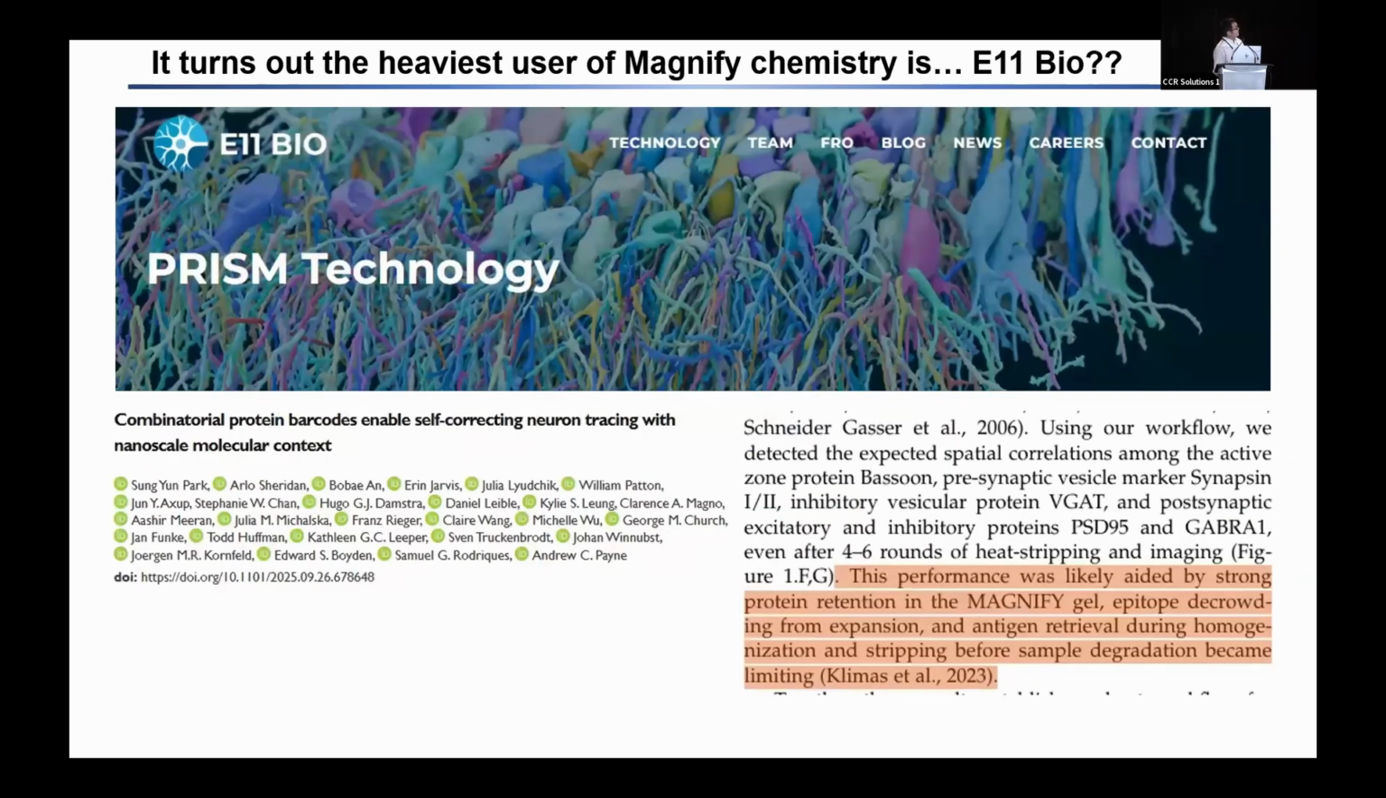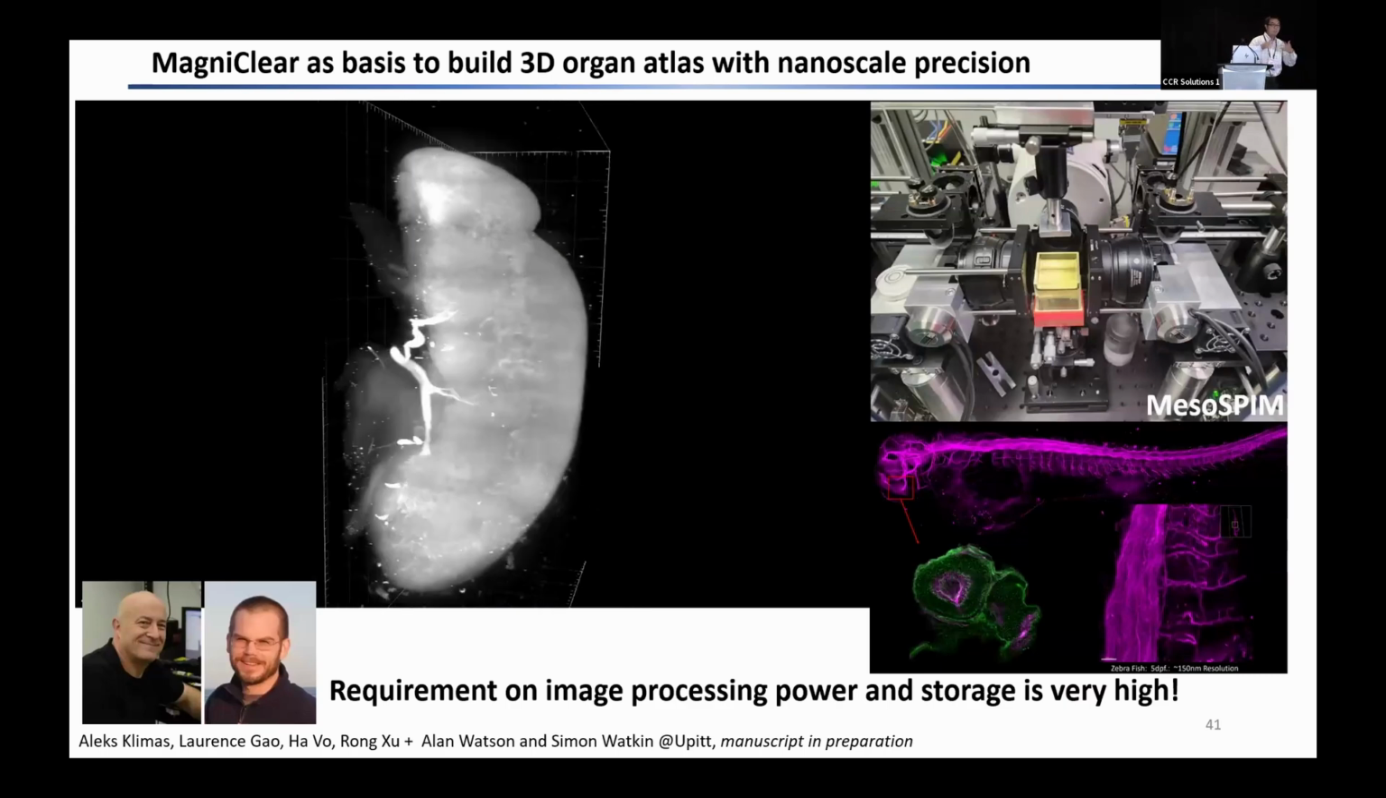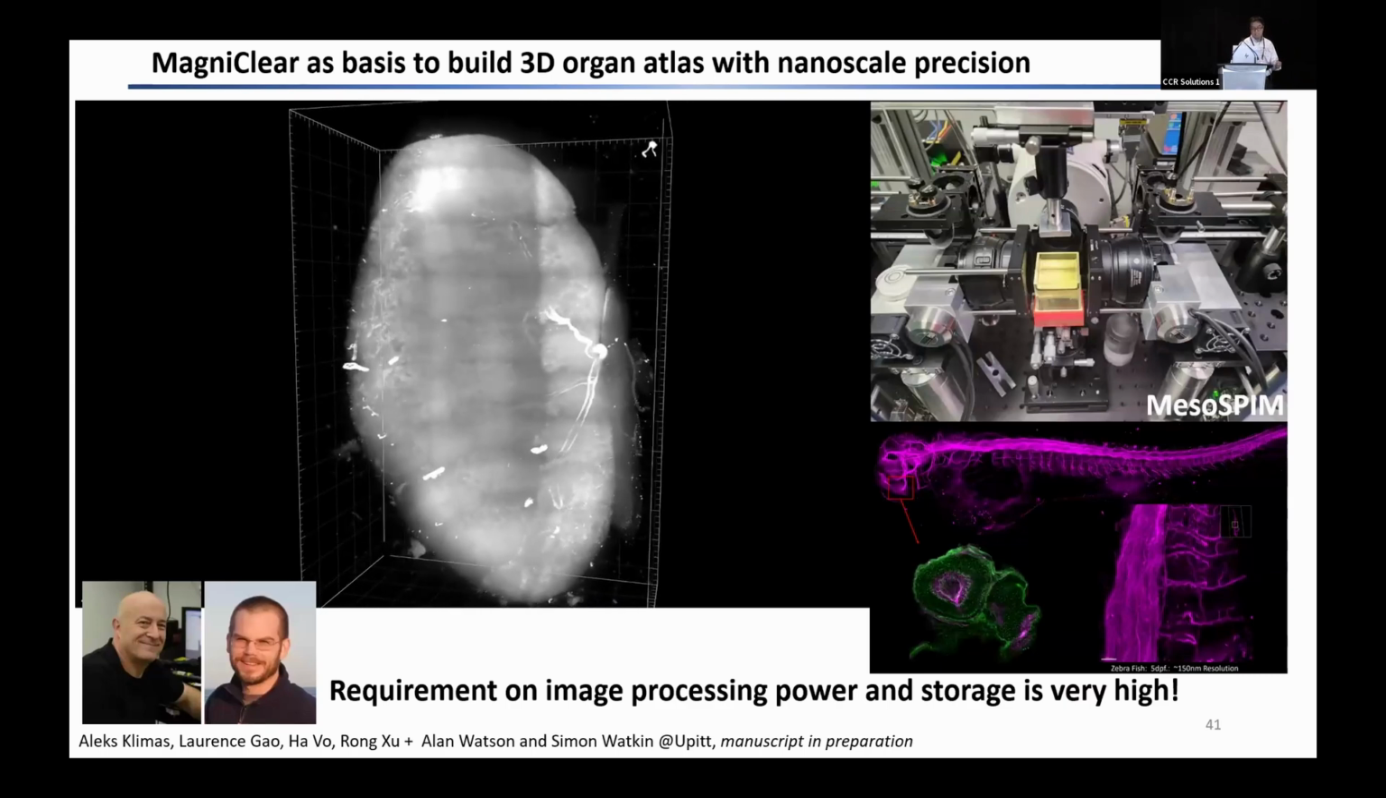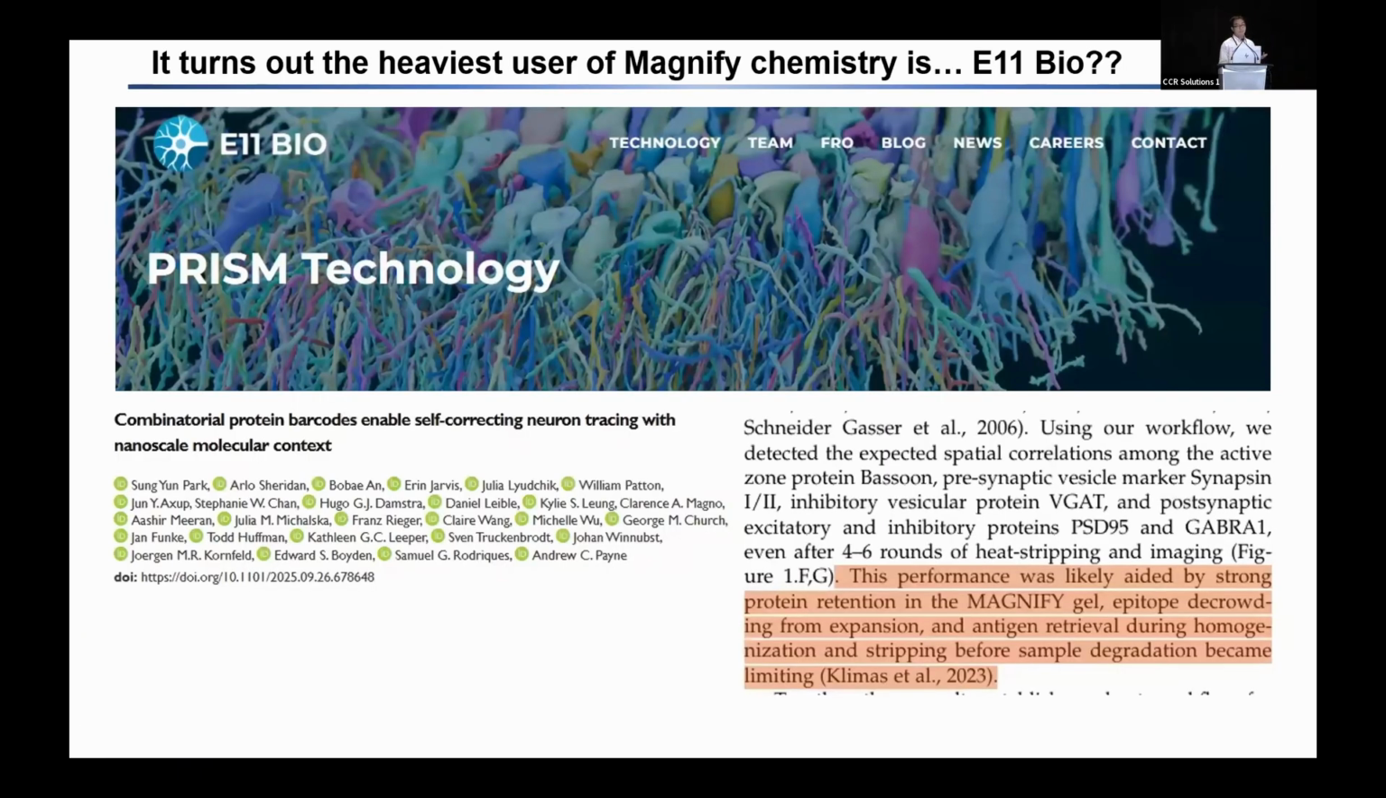Oh, wait a sec. Suddenly I realized, actually recently, that we are not the ones doing the most Magnify chemistry. It turns out E11 Bio, which is a focused research organization, independently identified Magnify as their chemistry. They process like 50 mouse brains per week to do these things and try to resolve the brain. I think this is something that's nice to see. We hope that more and more people will be able to use expansion microscopy to generate new technology and make new discoveries. That's what we want to see.